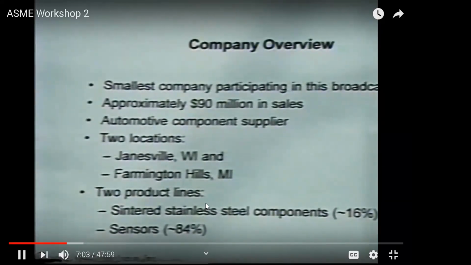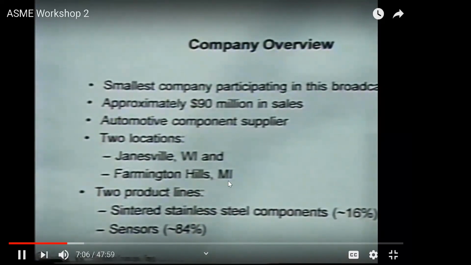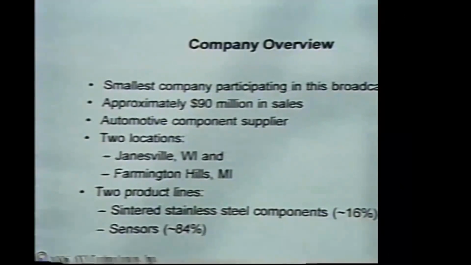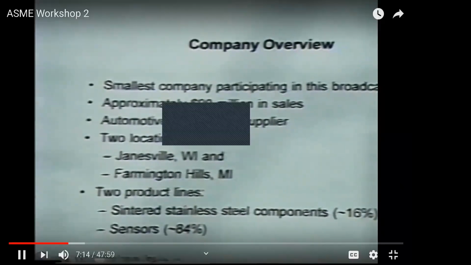And currently we have two product lines. One is a traditional sinter stainless steel components business. That is the origins of SSI, as a matter of fact. And we have the sensors business.